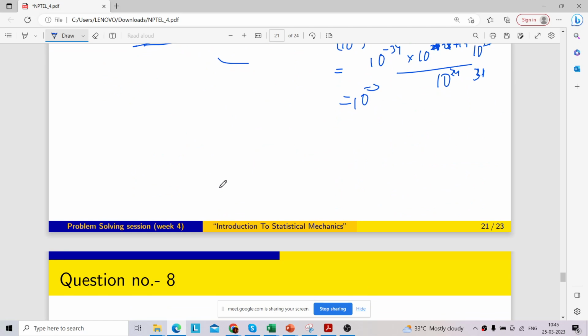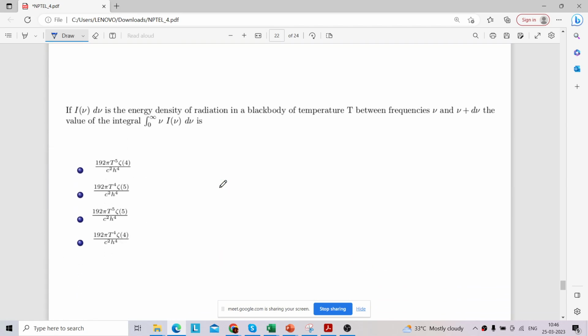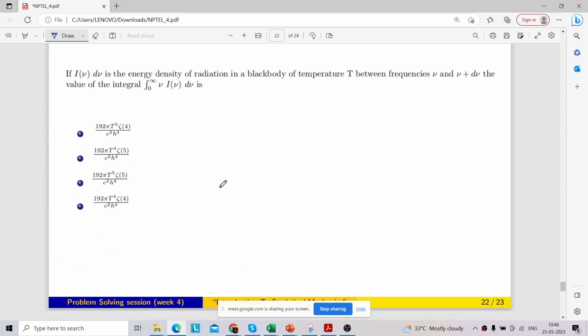Okay, then we'll move to the next question. So the next question is, if I nu d nu is the energy density of radiation in a black body of temperature T between frequency nu and nu plus d nu, what is the value of the integral?